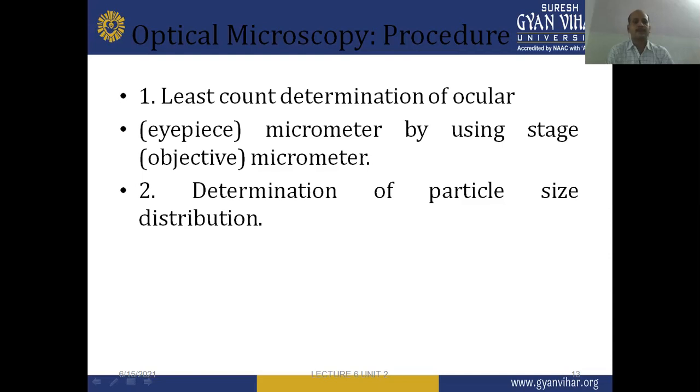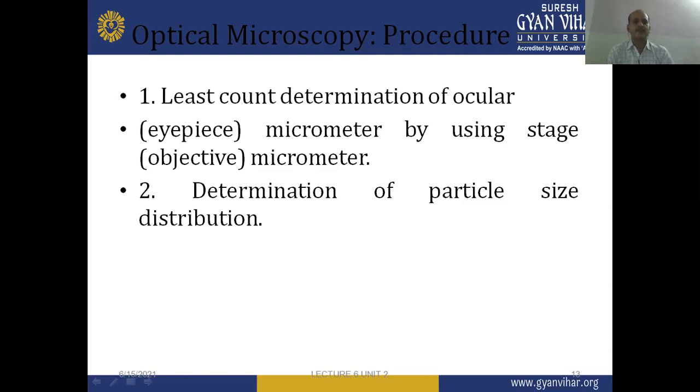One is known as the ocular micrometer or eyepiece micrometer, which is fitted in the eyepiece area of the microscope, and the other is the stage micrometer or objective micrometer, which is used for reference purposes and can be put on the stage or platform of the microscope. So first of all, we have to determine the least count of the ocular micrometer.